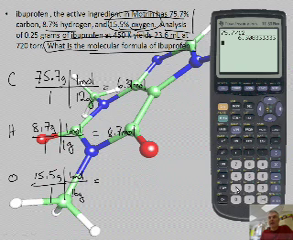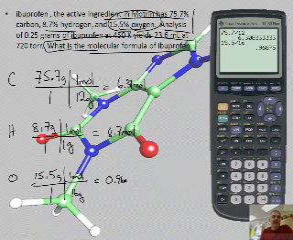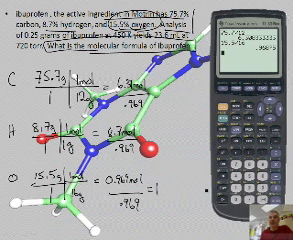That'll be a little less than 1. So I'll do my calculator, 15.5 divided by 16 gives me 0.969 moles. Divide everything by the smallest one. Well, that'd be the O, right? 0.969, 0.969, and 0.969. This one's going to be easy because that's 1.